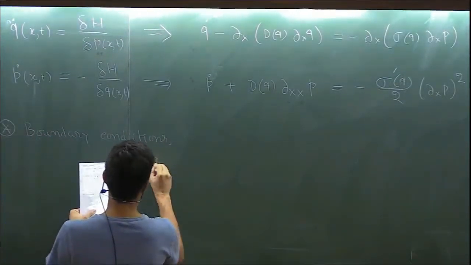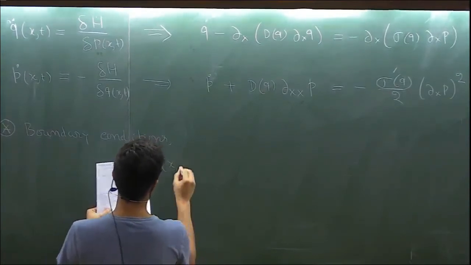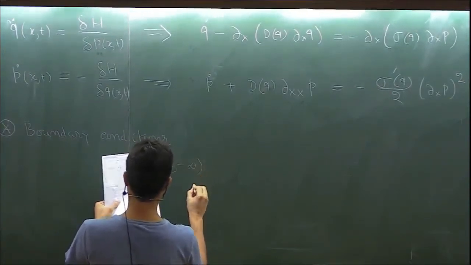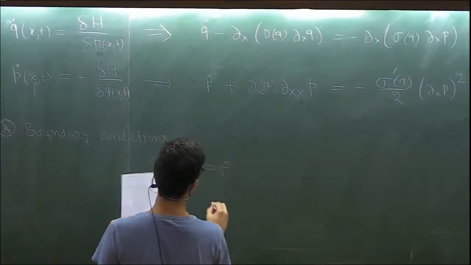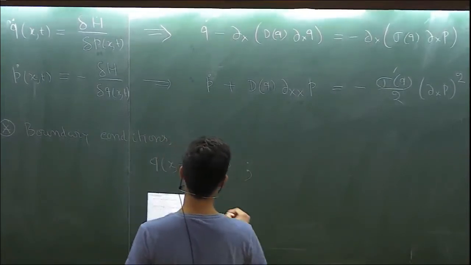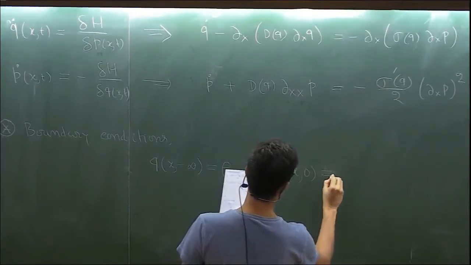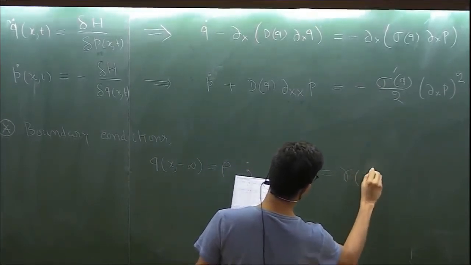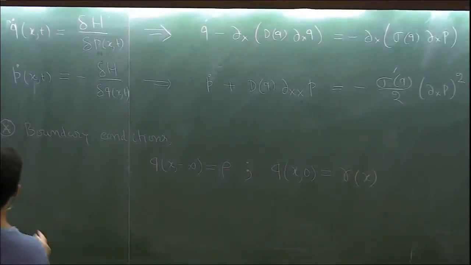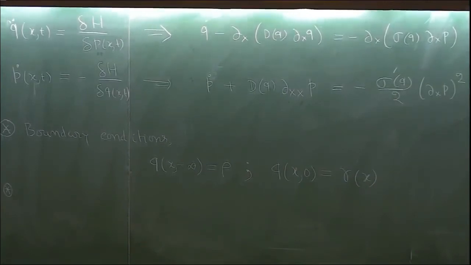So one condition is that at minus infinity, I want it to be rho constant. Another one is at time 0, I want it to be at profile r of x. I have two more conditions. One is that at the boundary, because I'm fixing the densities, the r has to be exactly rho.